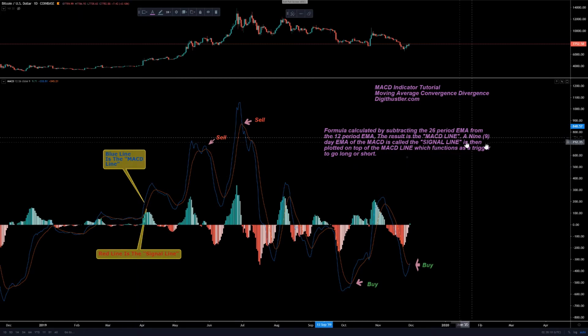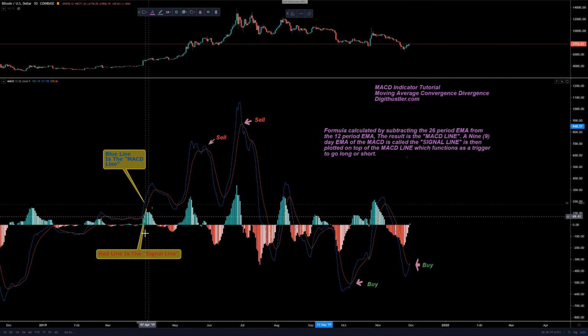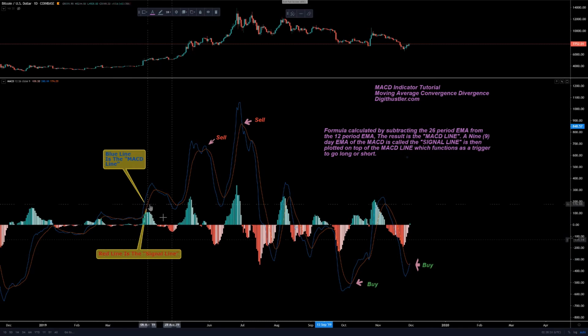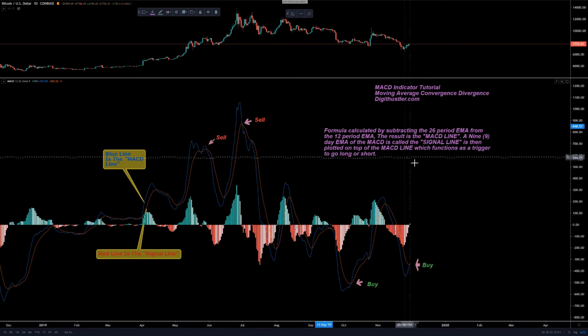Okay, so a 9-day EMA of the MACD is called the signal line. Okay? Now, the signal line, if you look over here, I highlighted in red. The red line is the signal line. Okay? You see the blue line, the MACD line, and the red line is the signal line. Okay, so the signal line is then plotted on top of the MACD line, and this will function as a trigger to go long or go short. Okay, so let me show you how this works.